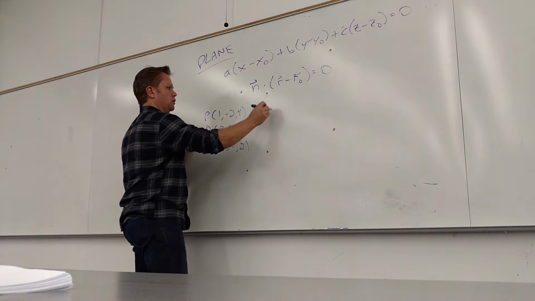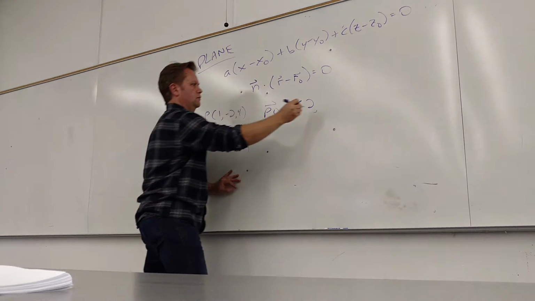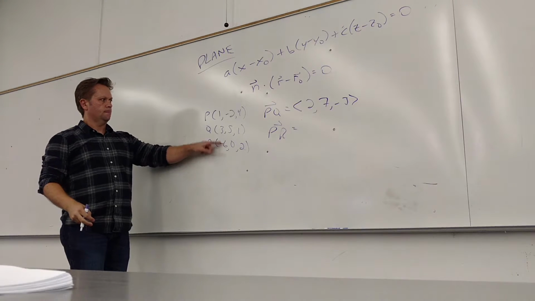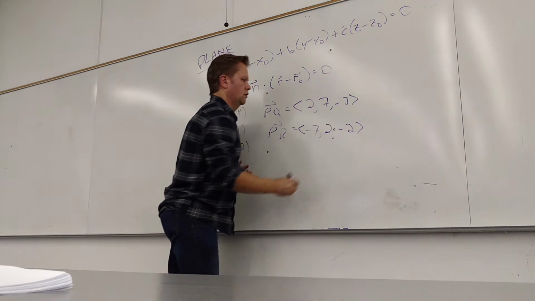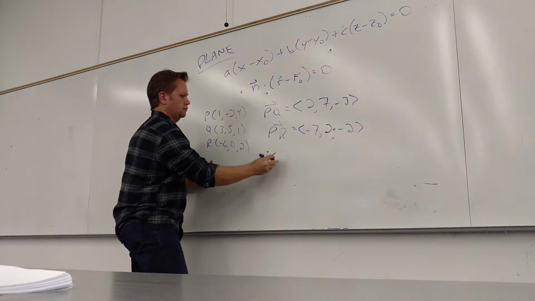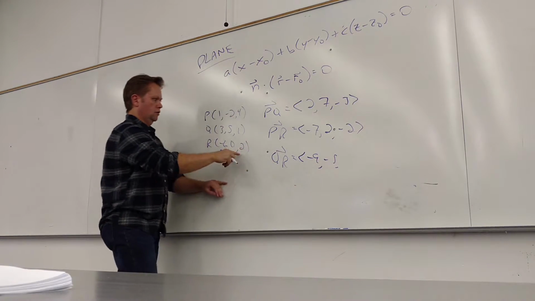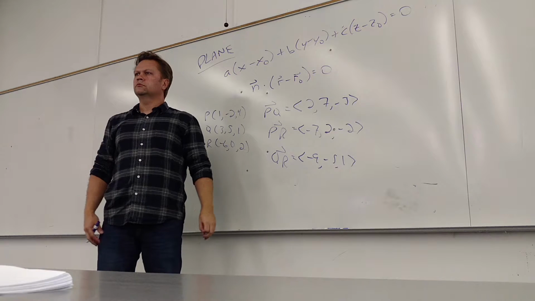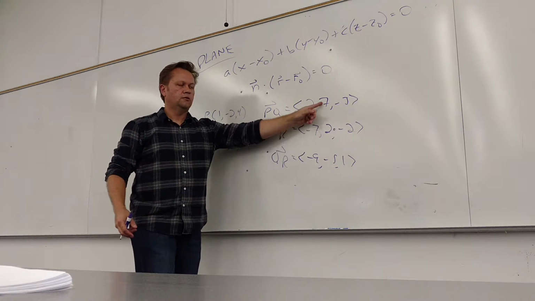So what's PQ going to be? PQ is (2, 7, -3). And what would PR be? (-7, 2, -2). Now, what have I not done? QR. What would QR be? (-9, -5, 1). And now what is PR minus PQ? (-9, -5, 1). Do you see what I'm saying? Of course it is.